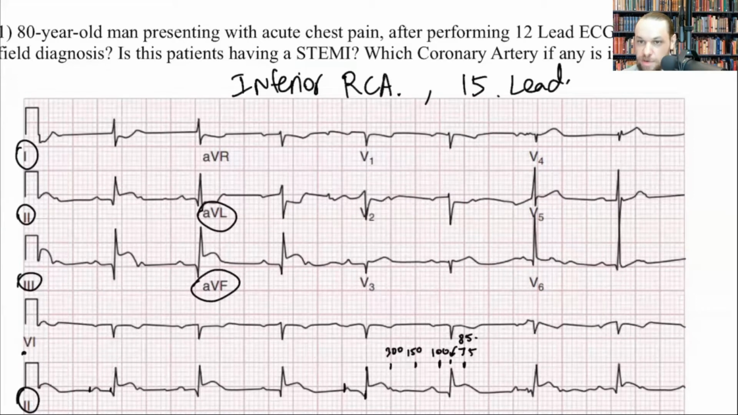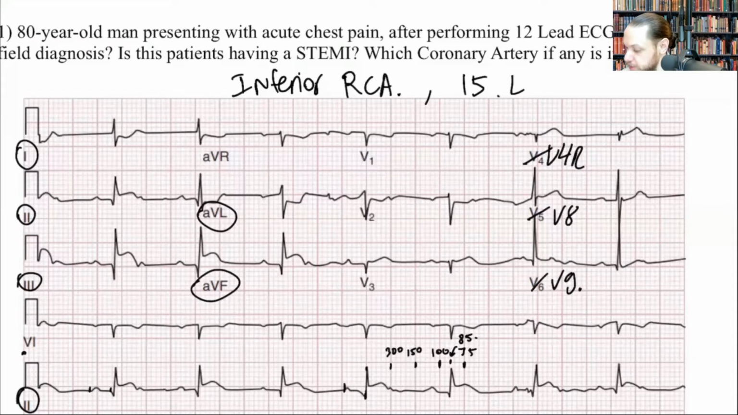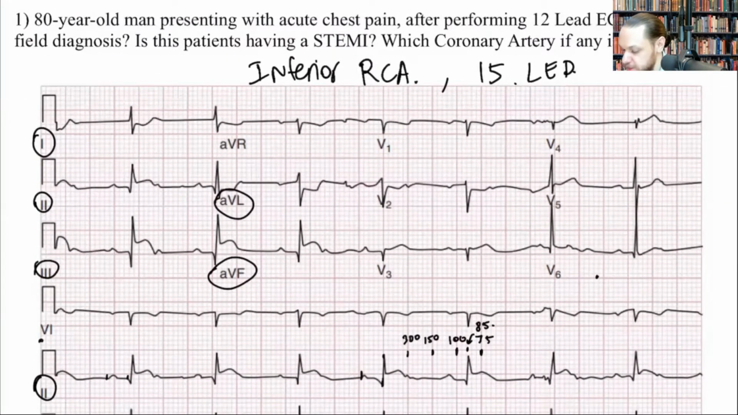If you did the 15-lead after your standard, I would make sure it says V4R, V8, and V9. You basically take your pen and relabel them once you do the second one. So very good, that's what I would do. Yes, you are correct. This patient is having an inferior wall MI.